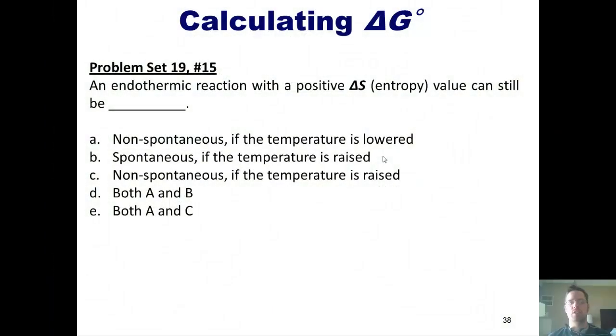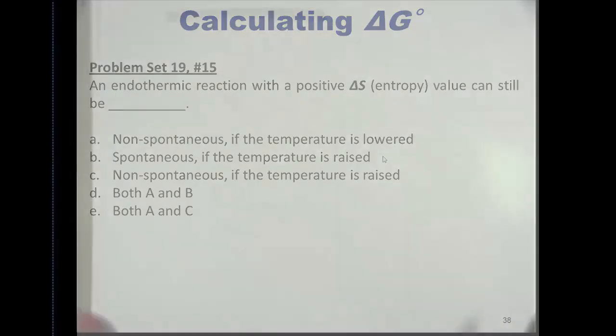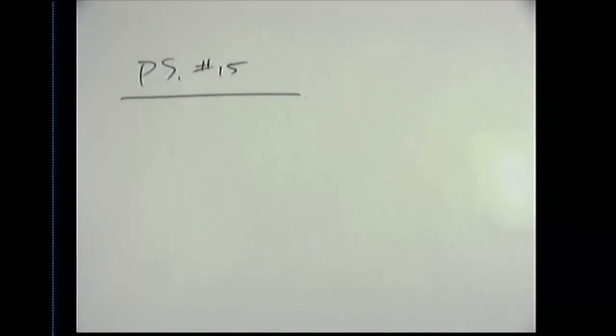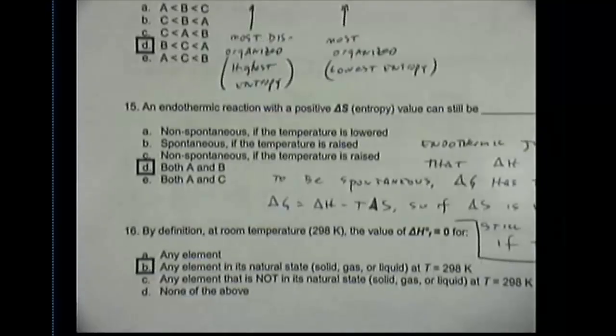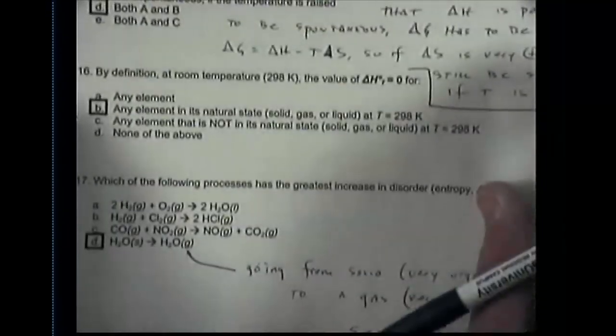And now to question 15. An endothermic reaction with a positive delta S or entropy value can still be what? I'm going to answer this question again by turning to some footage from the doc cam. One more question that I think might elicit some confusion is question number 15 from our problem set. Once again, I don't want to rewrite the whole question here on the doc cam, but we'll instead zoom in on it and take a look and see what it says.